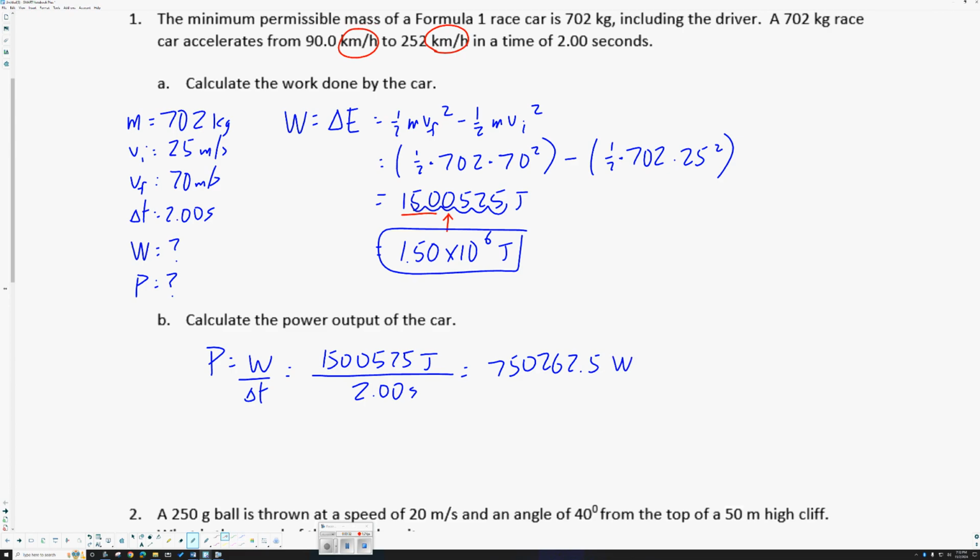And once again, we're going to round that to 3 digits. The 4th digit is a 2, so the 3rd digit rounds down to 7.50 times 10 to the 1, 2, 3, 4, 5. 7.50 times 10 to the 5 watts.